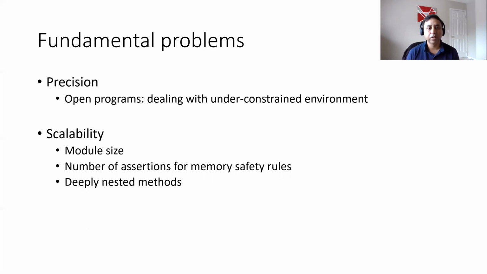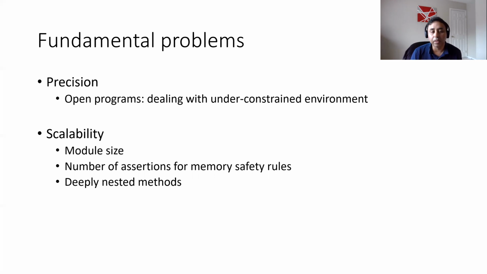So if you think more about it, there are two essential problems. One is that of precision. So if you don't do modeling, essentially you're left with analyzing open programs, and that leads to an under-constrained environment of where the code executes. The second is that of scalability. As programs grow larger, since we are using a path-sensitive analysis, the analysis can quickly suffer from the exponential blow-up of paths, even in spite of all the abstraction, refinement, progress that has been done in model checking.